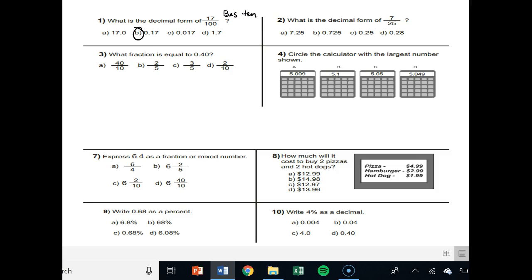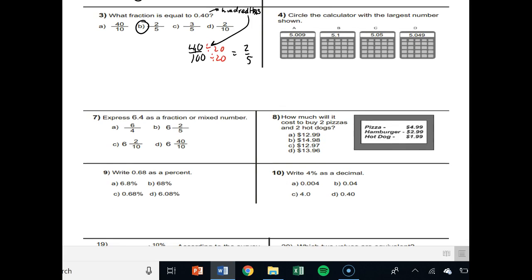Number 3, what fraction is equal to 0.40? Again, that's in the 100th spot. Because it's in the 100th spot, I'm going to put it over 100, so 40 over 100. And then I'm going to simply divide by 20. So dividing by 20, I should get my answer of 2/5. So B. Again, double checking with your calculator makes this super simple.